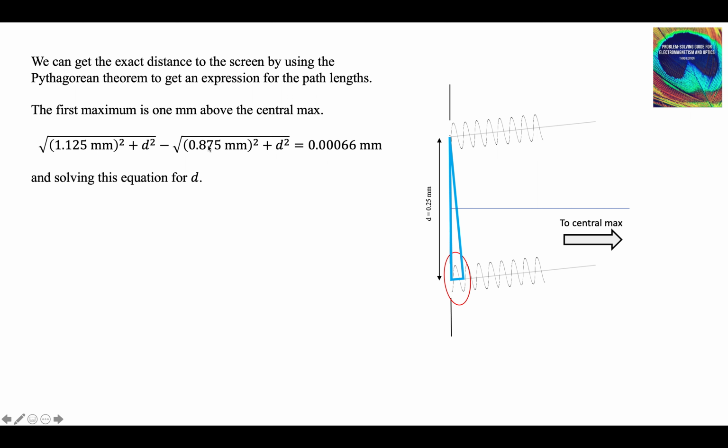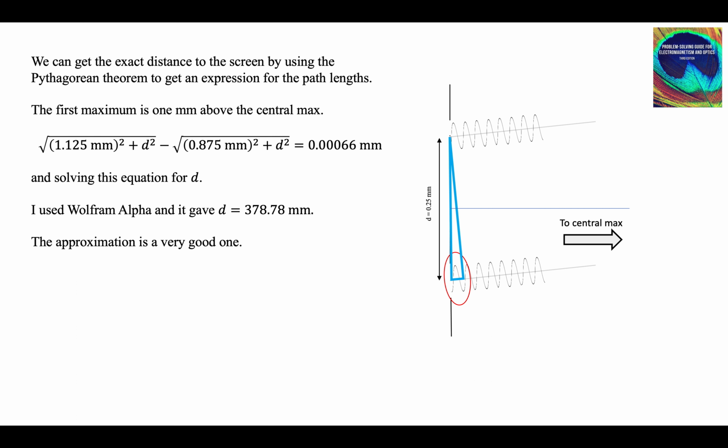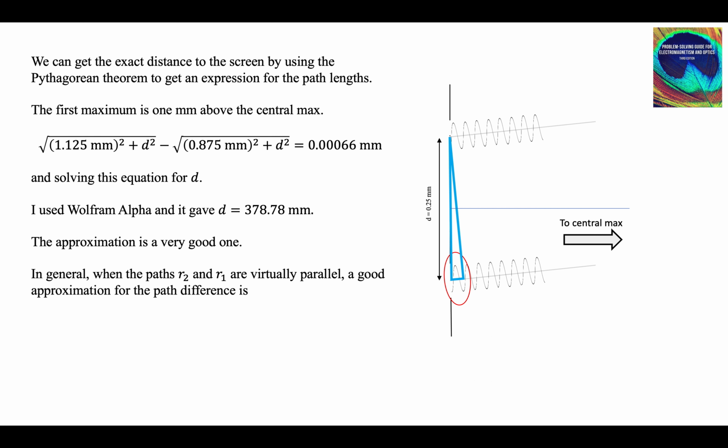and then we have 7/8 of a millimeter for the top slit for the vertical distance, and the horizontal distance is d, and we can set this equal to the wavelength because the path difference is 1 wavelength. We have to solve this equation for d. It's not fun. I didn't even do it. I just looked it up. I used Wolfram Alpha, and it gave me a d of 378.78 millimeters, which is almost exactly what we got before. It's a very good one.